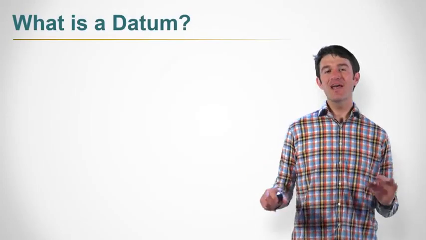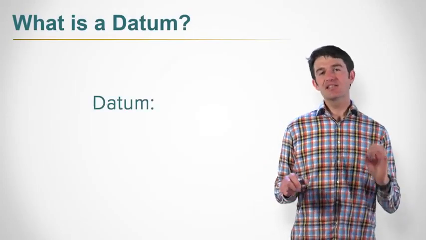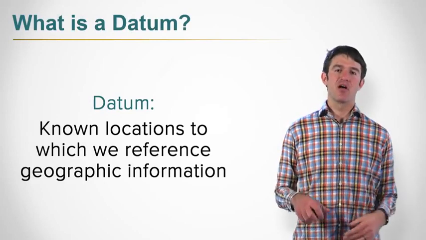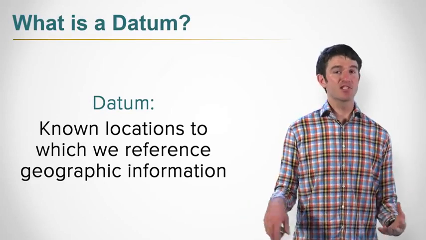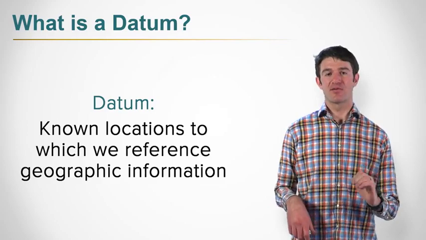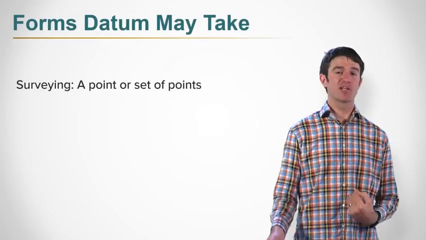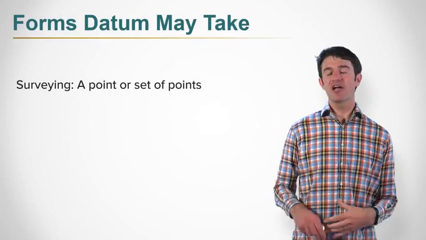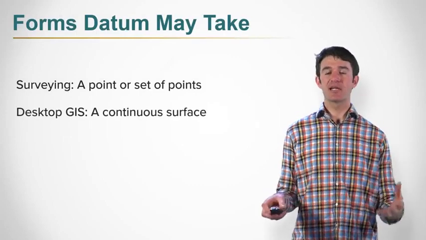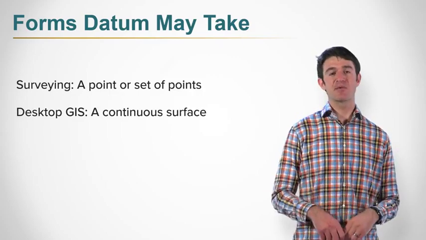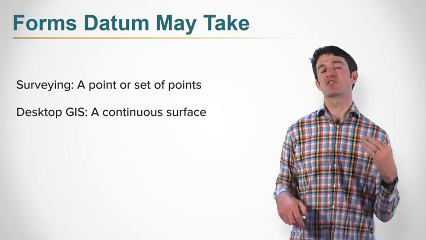So first, what is a datum? It's the known locations to which we reference our geographic information. Remember that coordinates are meaningless without knowing where they are relative to. So this can take a few forms. It can be a point or a set of points, which is common in surveying, or it can be a continuous surface, which is common in desktop GIS in general. Many times, those surfaces are developed from those known points that you get from surveying.